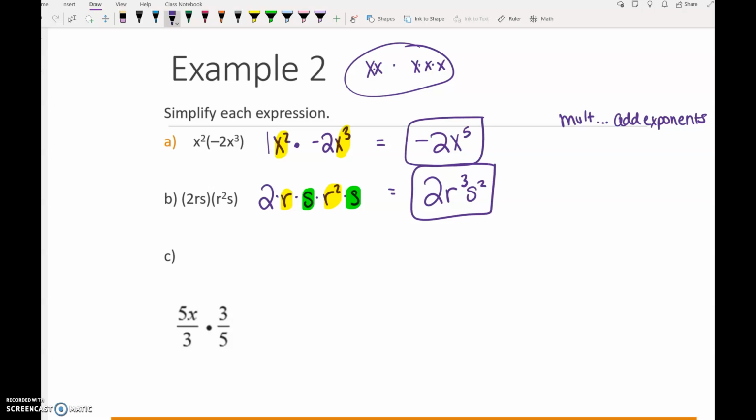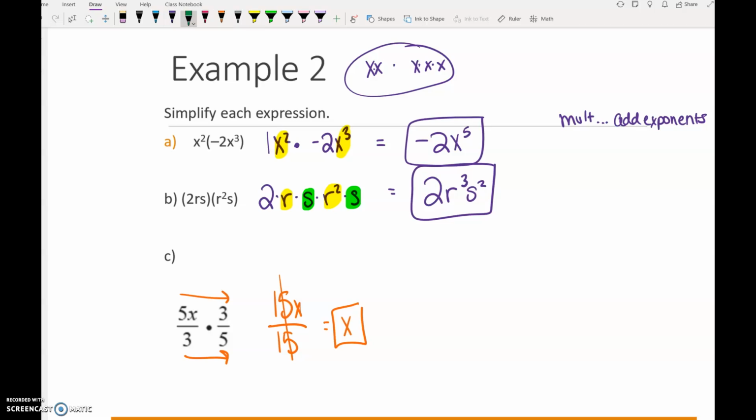There's a couple things you can do in example C. You can simplify it first, or you can simplify it later. But it's not always going to work out perfectly like this. So what I do is I just multiply straight across the top, multiply straight across the bottom, and then we'll see what we've got. 5x times 3 is 15x. 3 times 5 is 15. How could we simplify that? 15 over 15, that cancels, and our answer is just x.